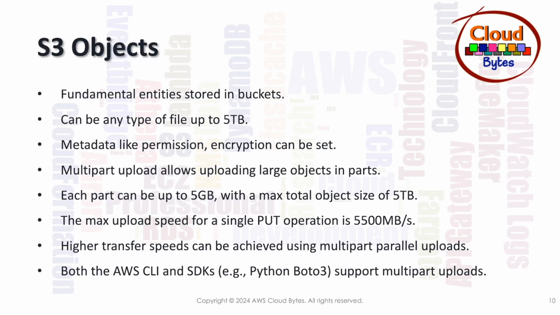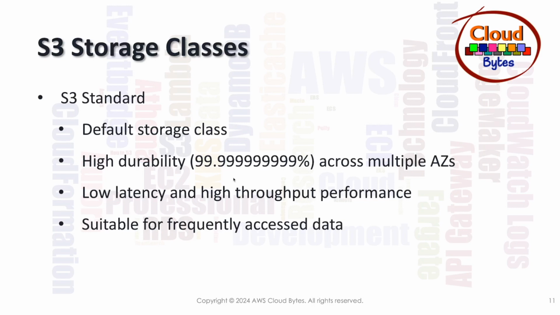Last but not the least, both AWS CLI and SDK support multi-part uploads. Let's look into S3 storage classes. The first one, which is S3 Standard, is the most commonly used storage class, and this is the default storage class also. As I mentioned, high durability, 99.999999999%, 11 nines across multi-AZs. You have low latency and high throughput performance, and it is suitable for frequently accessed data.